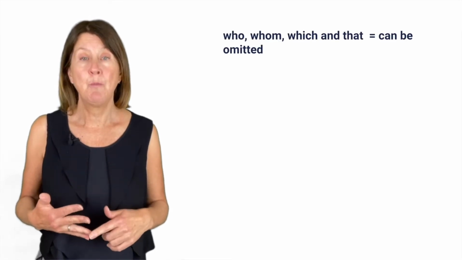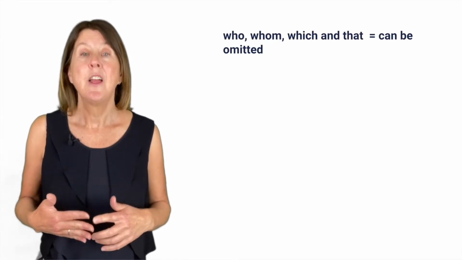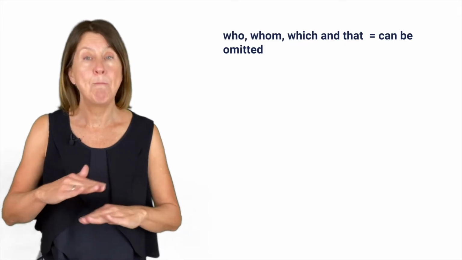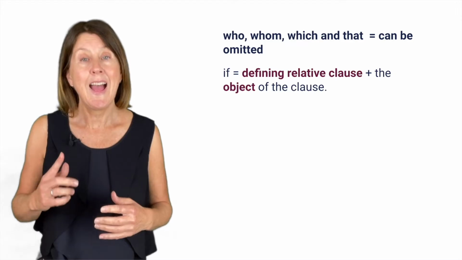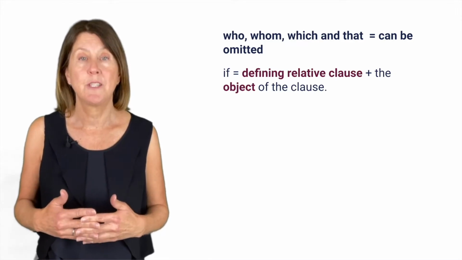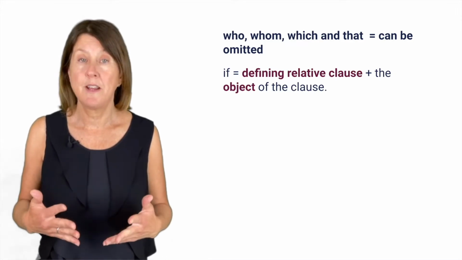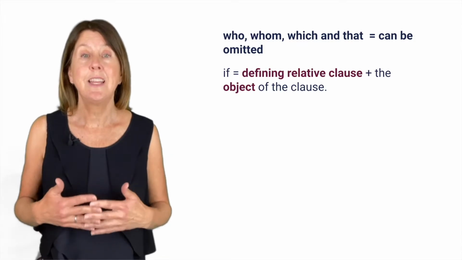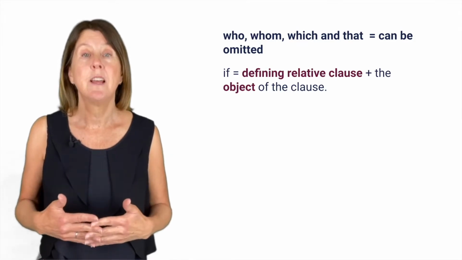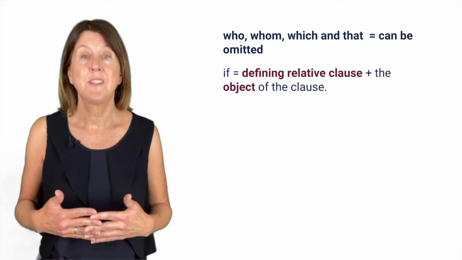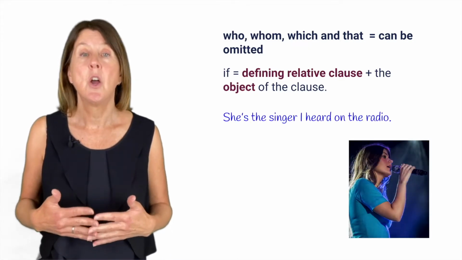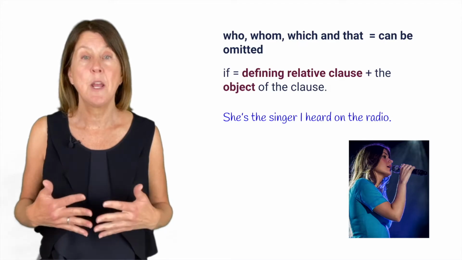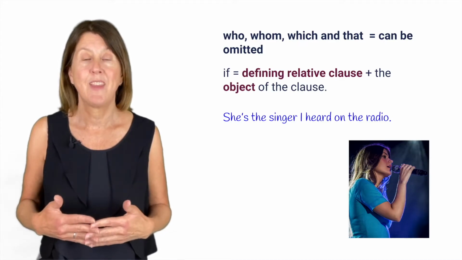For the relative pronouns who, whom, which and that, the relative pronoun can be omitted if it's in a defining relative clause and the object of the clause. So here it's a defining relative clause and the singer is the object of the clause. So we can say, she's the singer I heard on the radio. We can omit the relative pronoun.